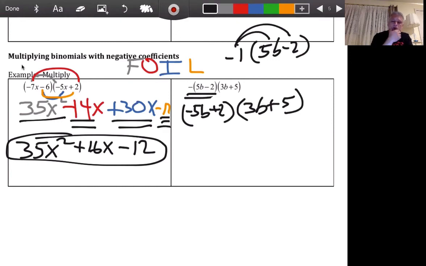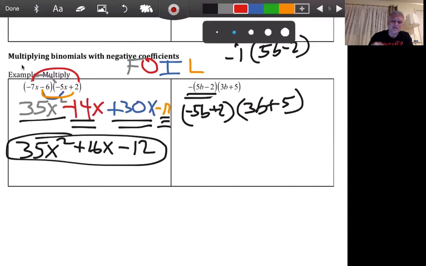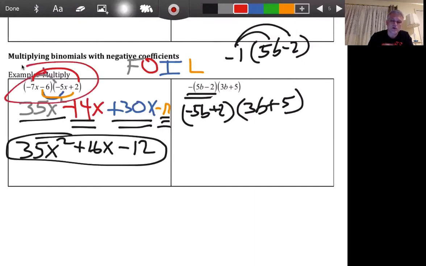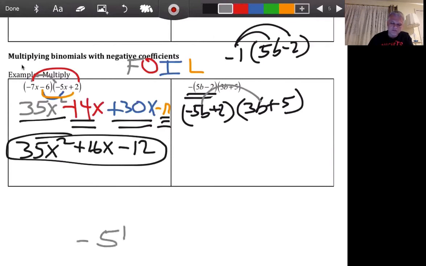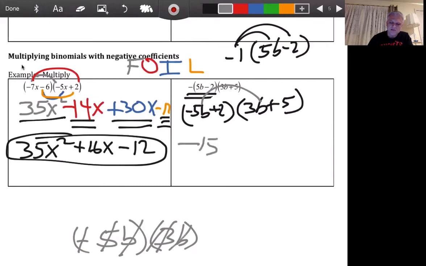Okay, so once you've done that, now it looks like what we have done right here before. We're going to FOIL this out. So I'm going to take the first times the first. Negative 5b times 3b. Negative times positive is negative. 5 times 3 is 15. B times b is b squared. There's nothing left.